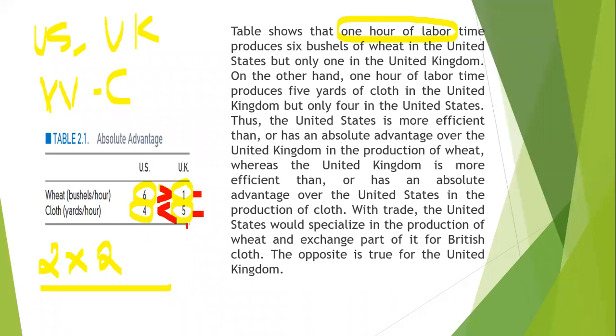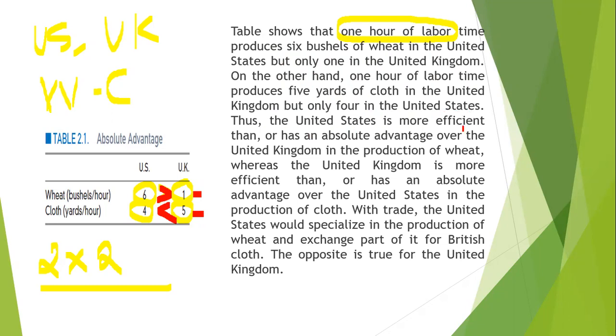So compared to wheat, you can say that UK has an absolute advantage in the production of cloth. The table shows that 1 hour of labor time produces 6 bushels of wheat in the United States, but only 1 in the United Kingdom. On the other hand, 1 hour of labor time produces 5 yards of cloth in the United Kingdom, but only 4 yards of cloth in the United States.